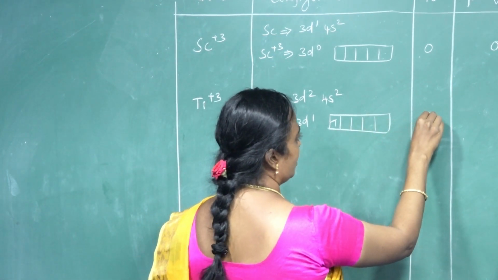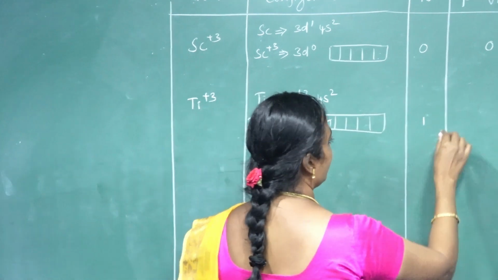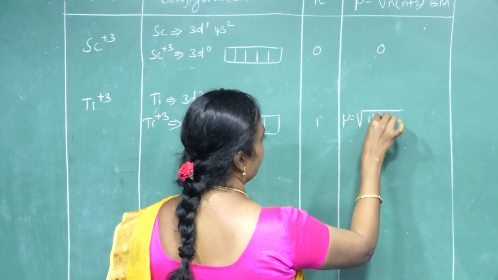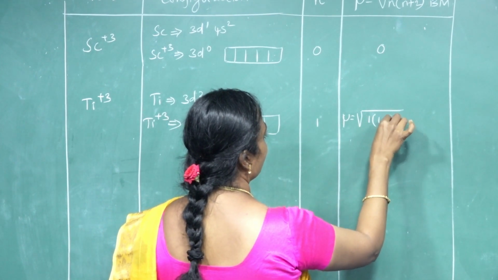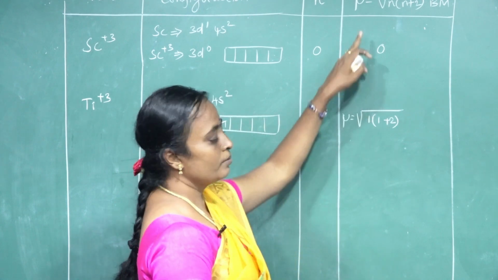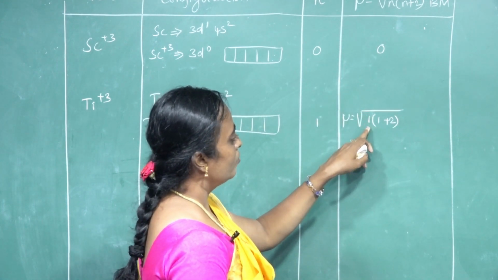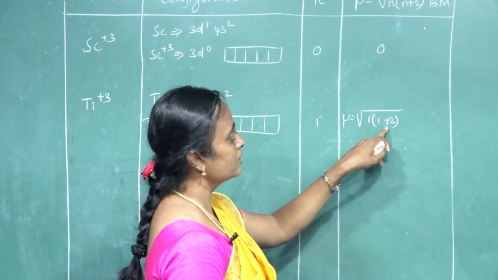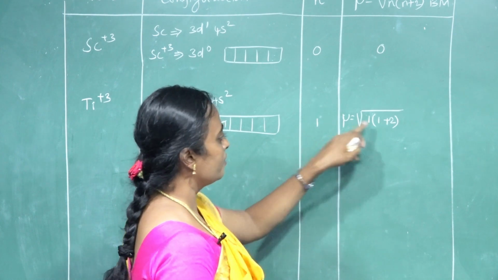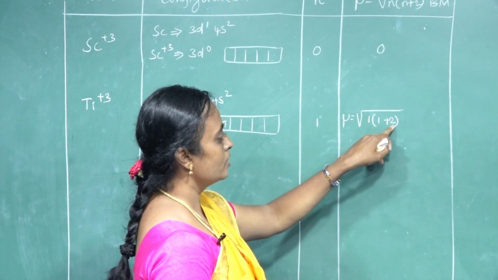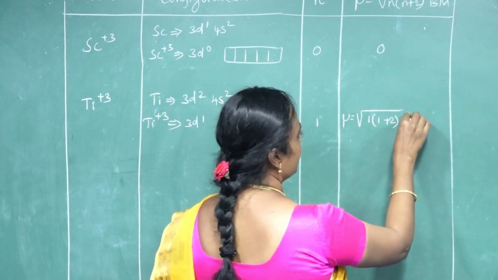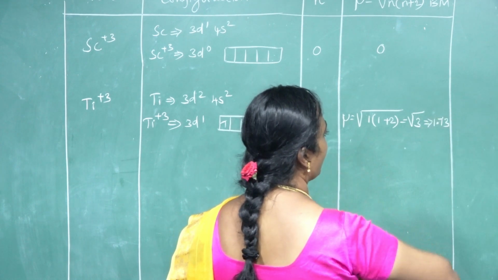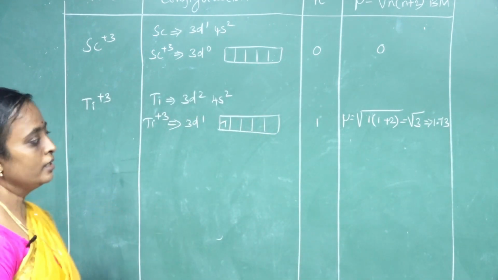So how many unpaired electrons? Only 1. How can you calculate magnetic moment? Magnetic moment mu is equal to root of n into n plus 2, where n is the number of unpaired electrons, 1. So you get root of 1 into 1 plus 2, which is root 3. Root 3 value is 1.73. So the magnetic moment you get is 1.73.